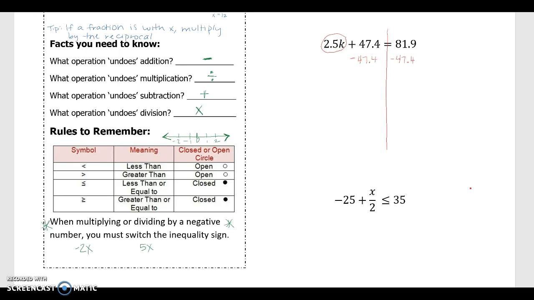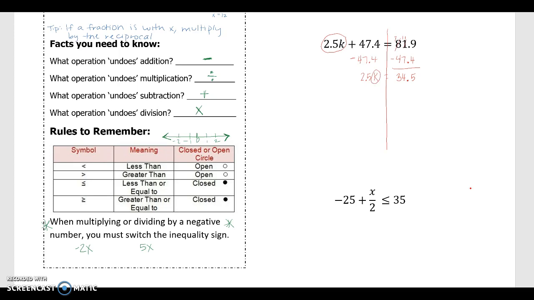If you have decimals, make sure that you're aligning them up, right? 9 minus 4 is 5. Put my decimal. I have to borrow. 8 becomes 7, 1 becomes 11. 11 minus 7 is 4. 7 minus 4 is 3. And I have that equal to 2.5k, right? So I want to get k by itself.